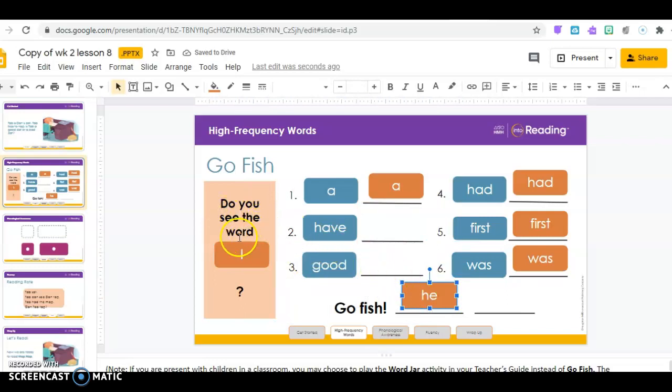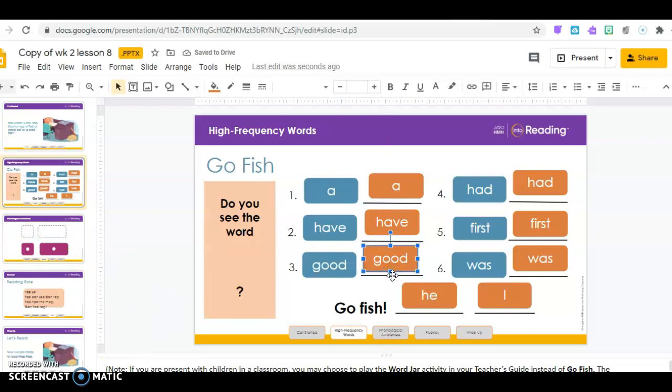Do you see the word I? No, so we're going to put I next to Go Fish. Do you see the word have? Yes, so where should I put have? Next to number 2. Very good. Do you see the word good? Where should I put the word good? Next to number 3.